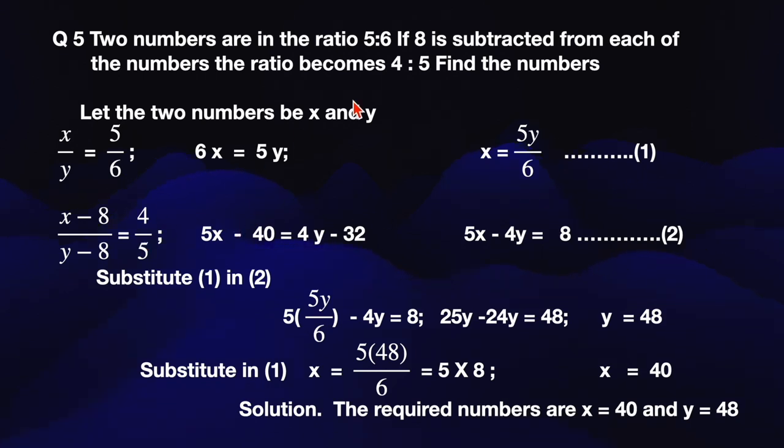Then next is if 8 is subtracted from each of the numbers. So x minus 8 upon y minus 8 is equal to, ratio becomes 4:5, 4 upon 5. Cross multiply. Simplify. You get this. Substitute x is equal to 5y by 6 in this, and simplify. You get the value of y. Again substitute. Here you get the value of x. So the numbers are 40 and 48. Important thing in problem sums is writing these equations. If you can write it carefully and properly, then easily you can find out the answer.